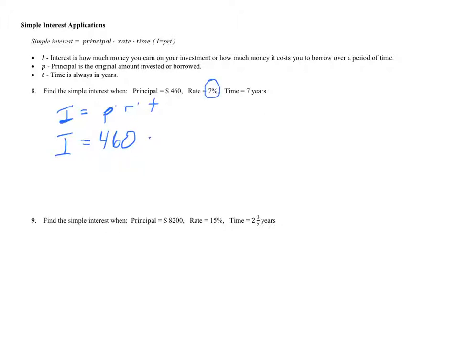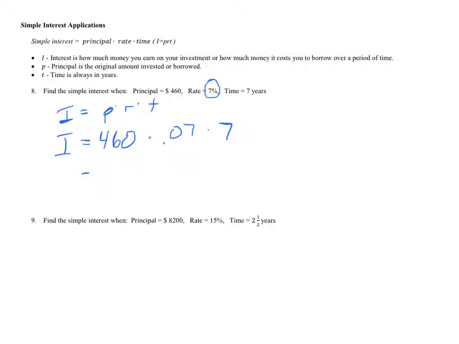Now, when I punch that 7% into my interest formula, I could either write it as a fraction, 7 over 100, for percent over 100, or in decimal form, which we looked at, which is 0.07, or 7 hundredths. 7%, 7 over 100, or 0.07. I think personally the easier way to punch that in is in decimal form, but you can certainly do that as a fraction. And then times 7 years.